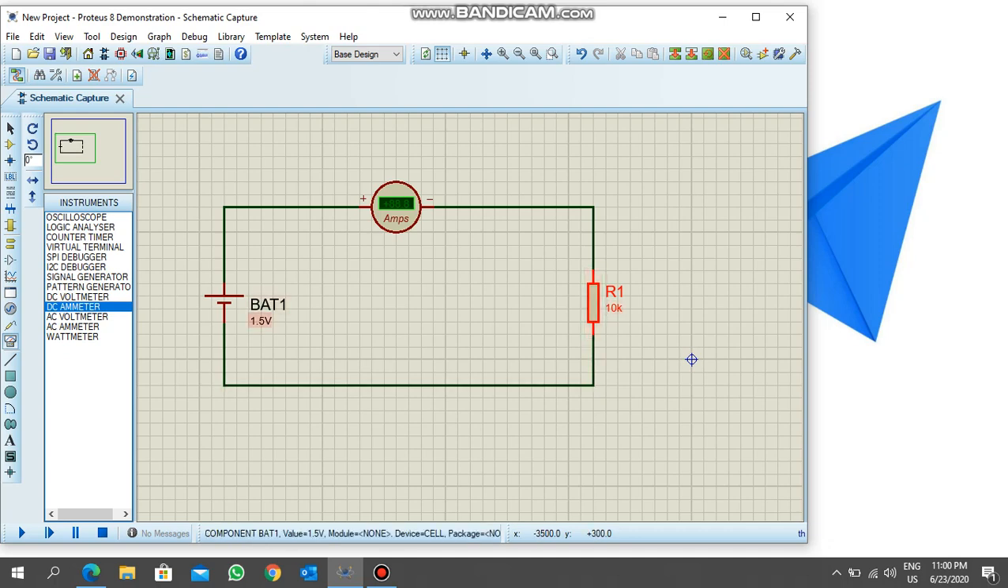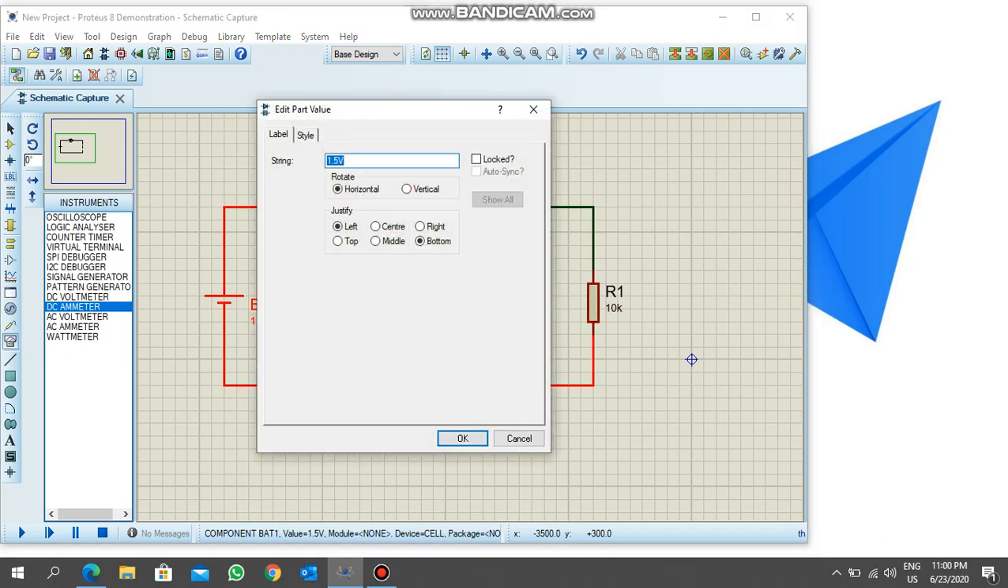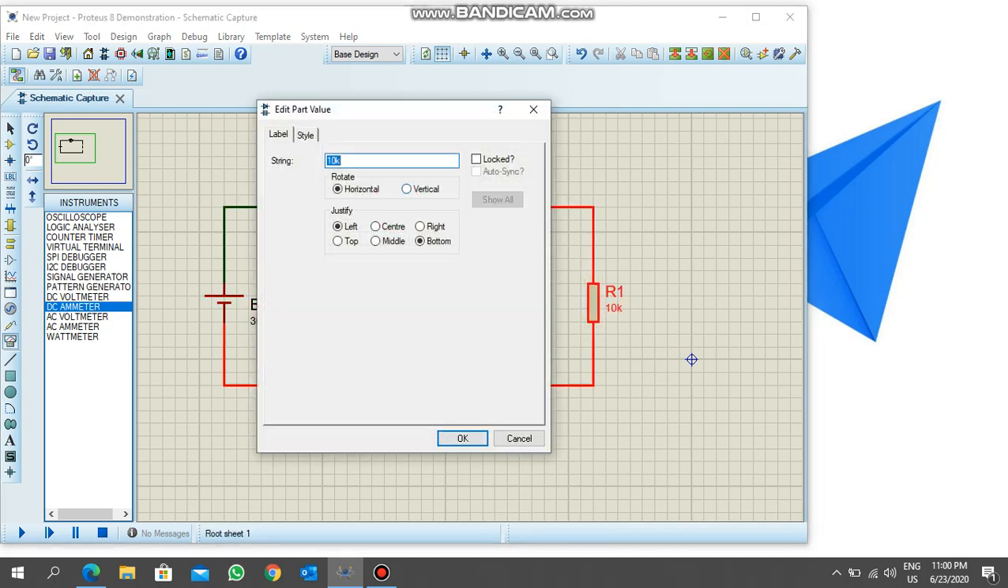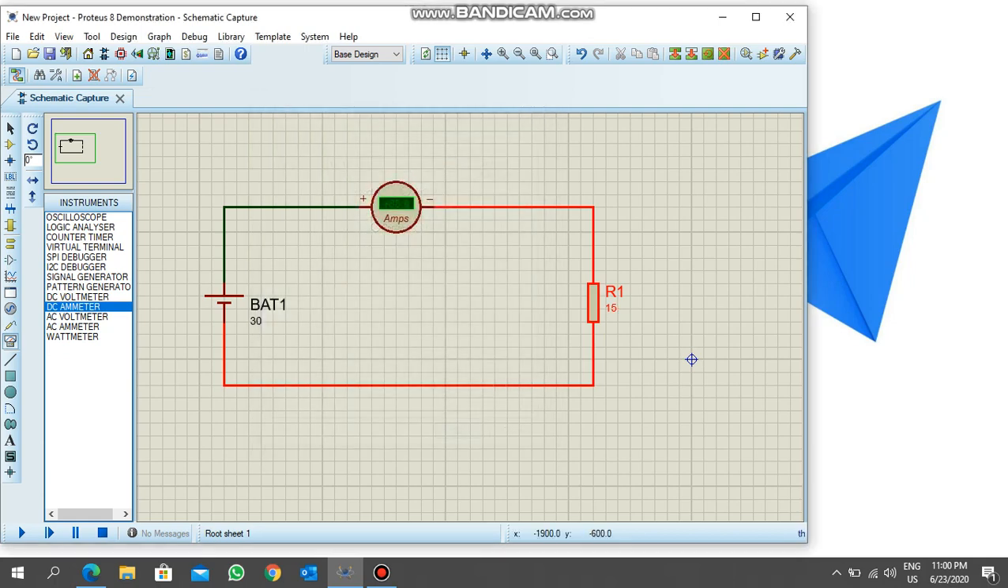So let's change our battery voltage. Let's keep it 30 volt battery. So our voltage is 30 volt, and our resistor, let's keep it simple at 15 ohm. So 15 ohm is our resistor and 30 volt is our battery.